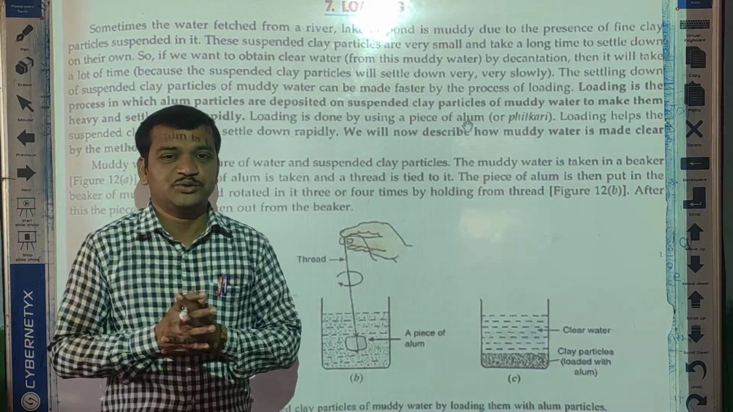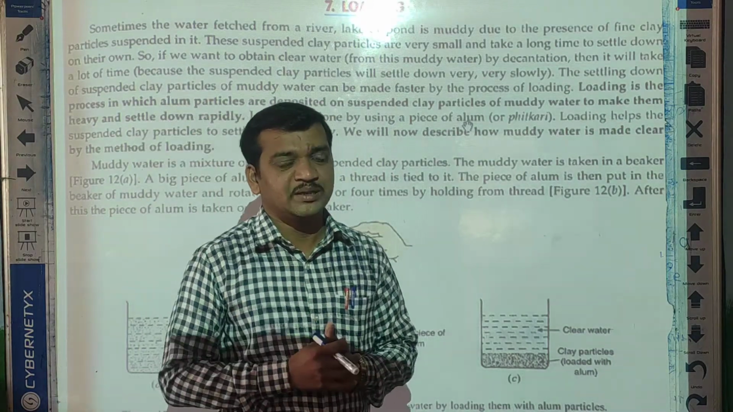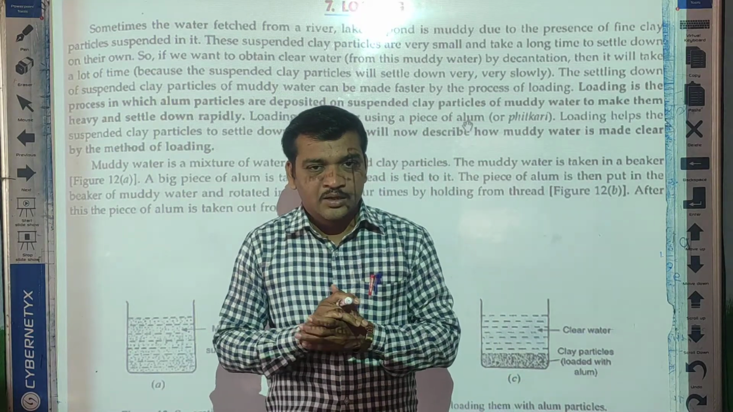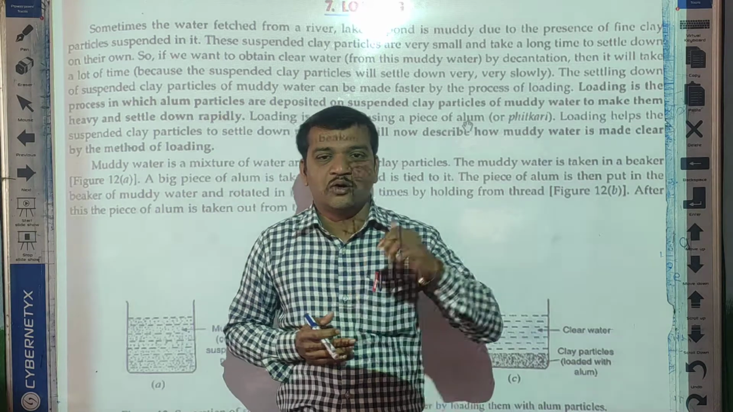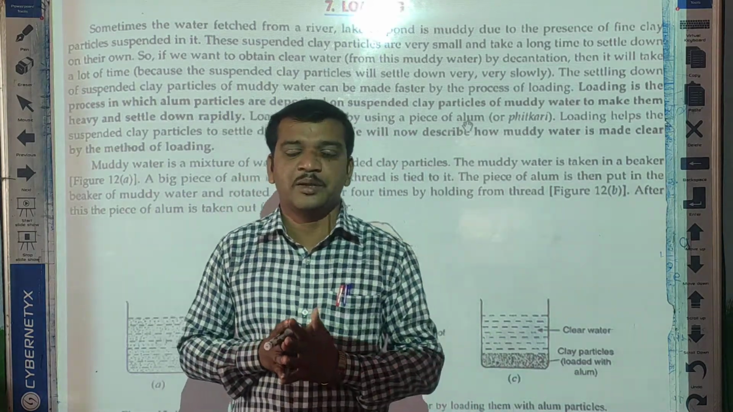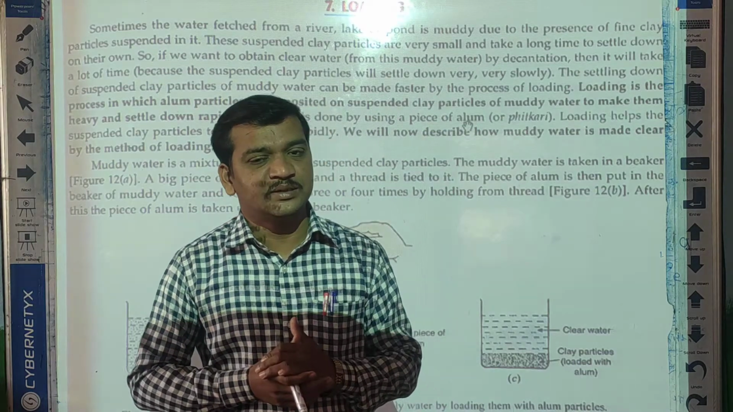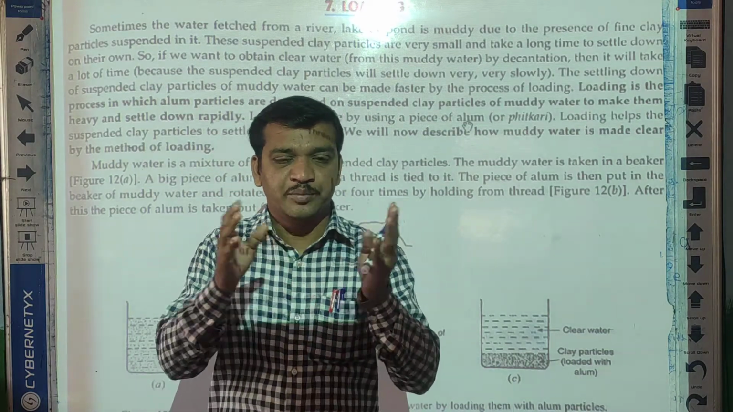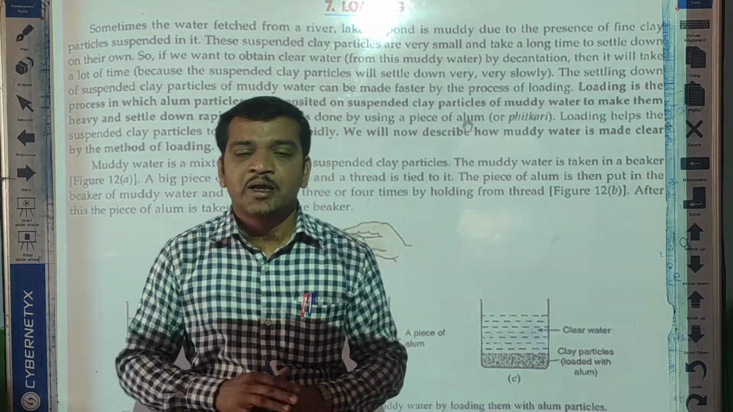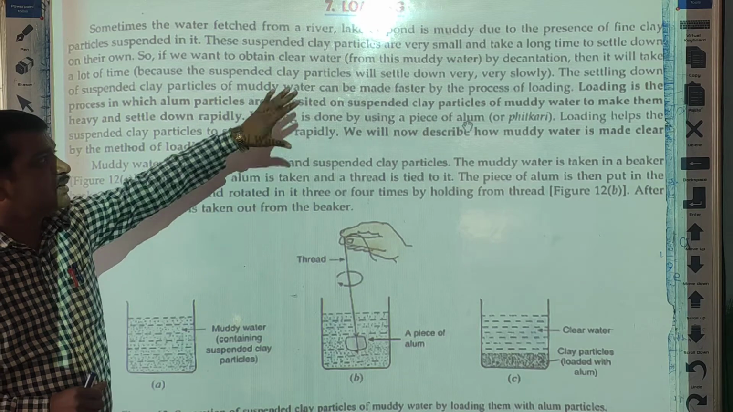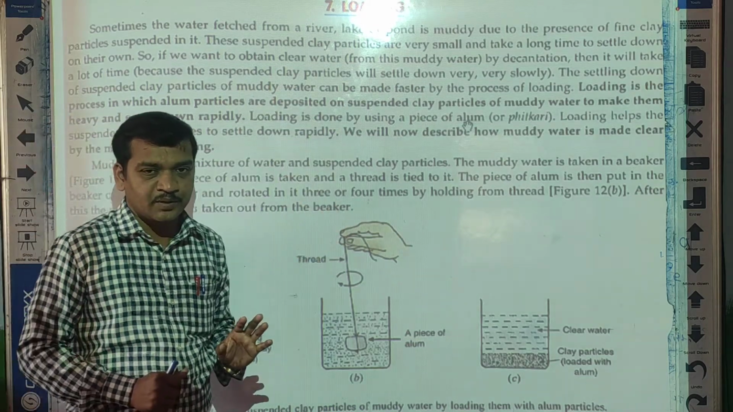Today we are going to learn some new methods to separate out the mixtures. In previous videos we already have seen the different methods like threshing method, winnowing method, hand picking method, and decantation method to separate out the mixtures. Now today one more method is there. So this is the loading method.